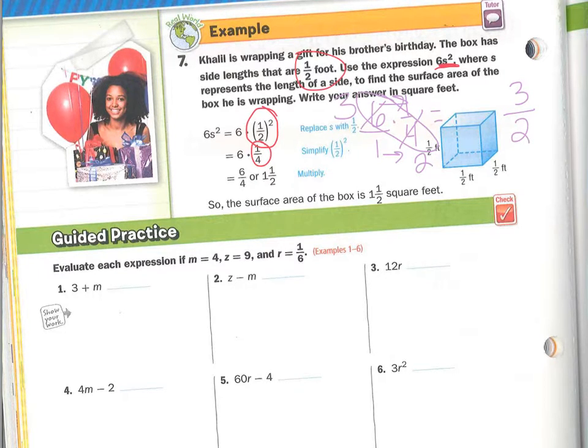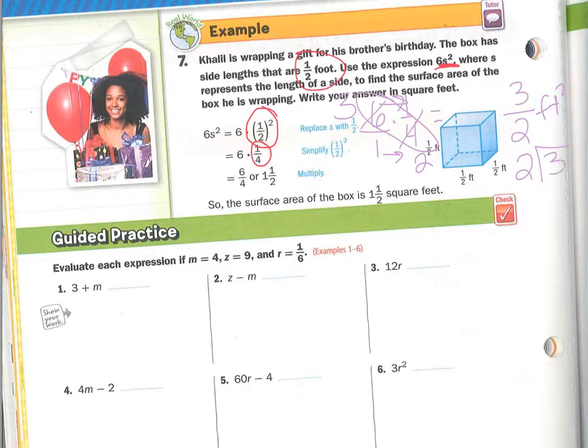Okay, now 3 over 2 feet squared, and that, not to be confused, this means square feet. Our units are squared, not the number squared. But 3 over 2 doesn't make a lot of sense to us in this problem. So what we want to do is, since this is an improper fraction, we want to go ahead and write it as a mixed number.